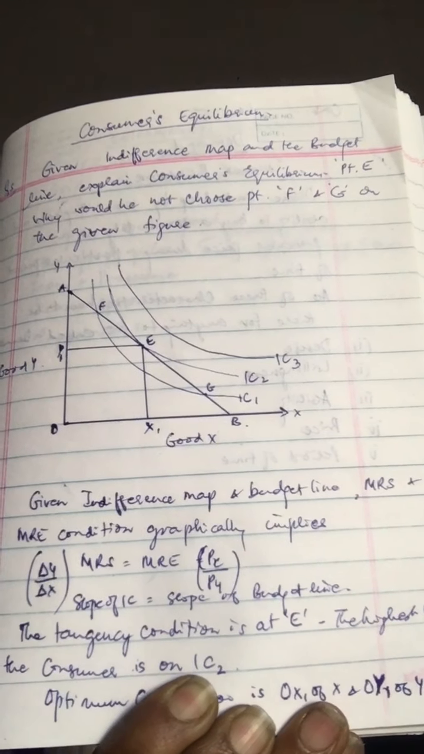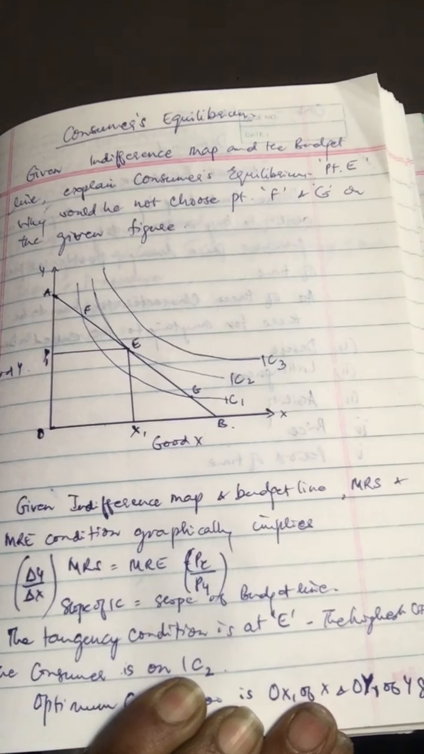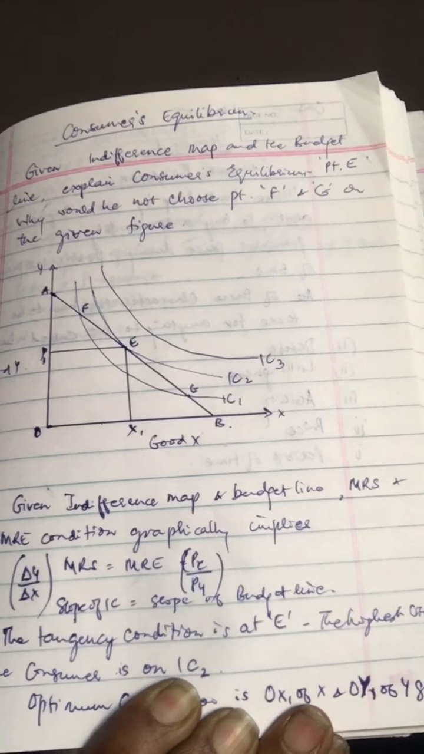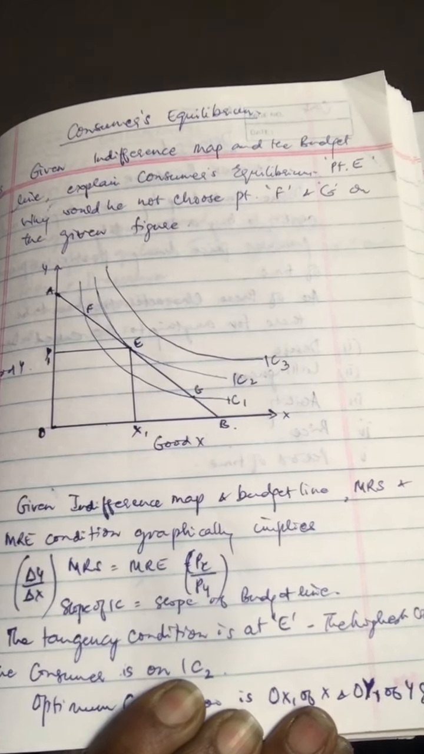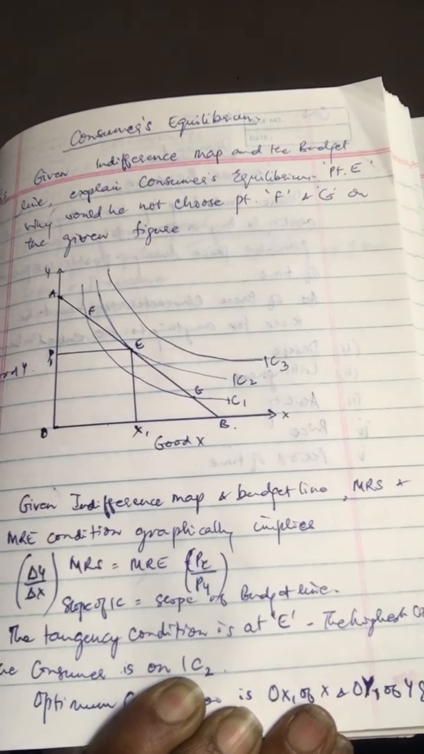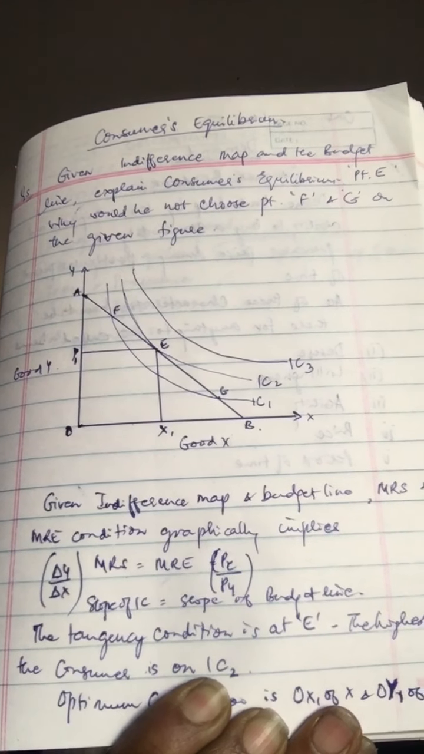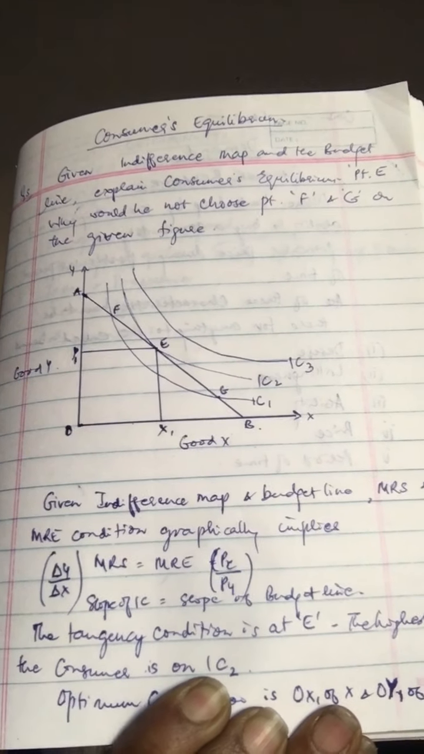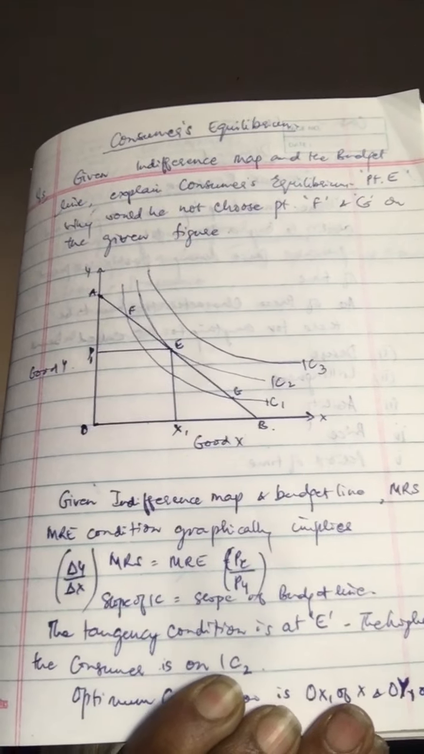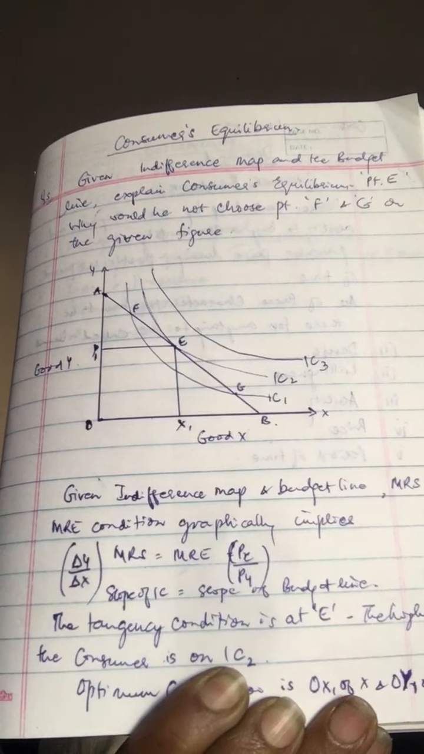So here MRS is equal to MRE, that is the market rate of exchange, Px upon Py, where MRS is change in Y upon change in X. What is change in Y? That is how much of good Y you are ready to give up for getting one more unit of good X. So the slope of the indifference curve is equal to the slope of the budget line, and the two slopes are equal where the budget line is tangent to the indifference curve IC2. So the tangency condition is fulfilled at E.